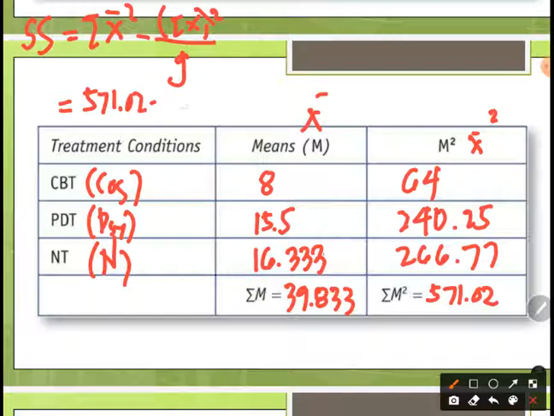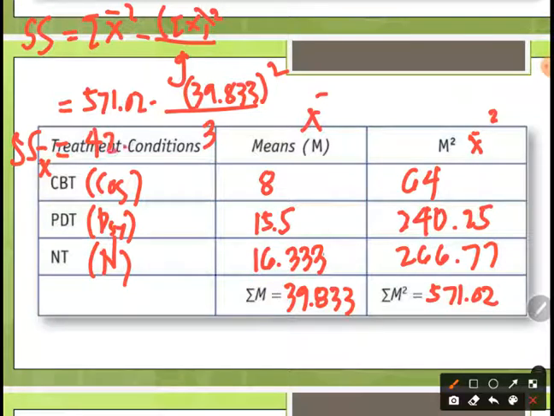571.02 minus sa taas we have summation of x that is equals to 39.833 squared over 3. And we get the value that is equals to yung ating SS or sum of square of the mean is equals to 42.13. Yan yung gagamitin natin mamaya.